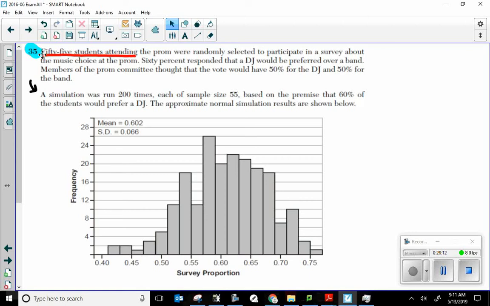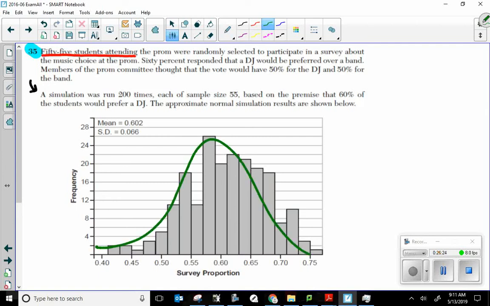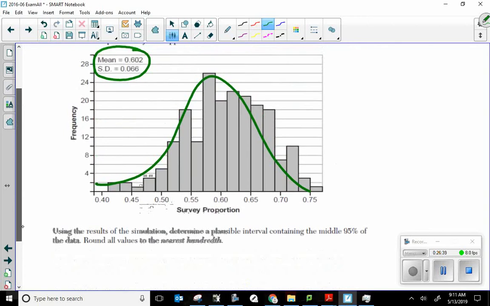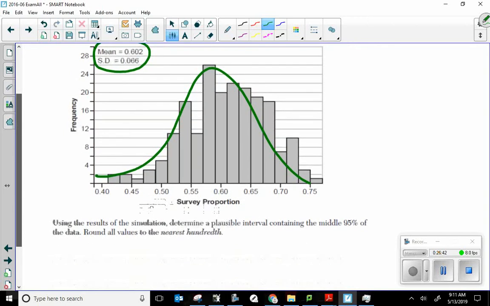This question gives you so much information, but it's really easy, and you really don't need all this. So normal simulation, it's like a normal bell curve, kind of like that. The most important part that we need is right here. Please make sure you check everything out. Because if I look down here, there's actually two questions. Look what the first one asks. Using the results of the simulation, determine a plausible interval containing the middle 95%.